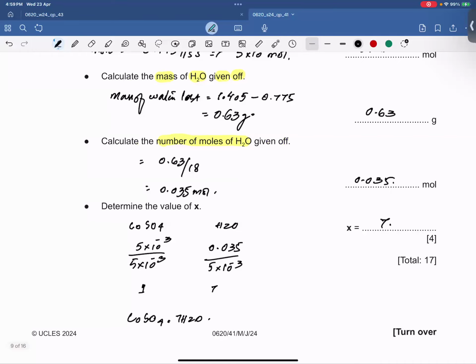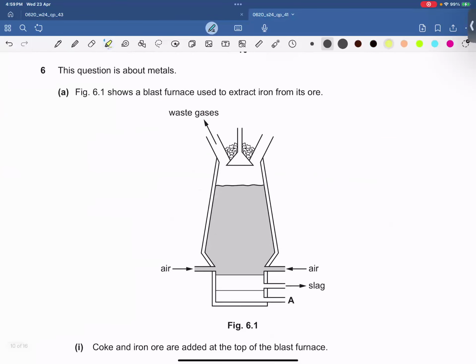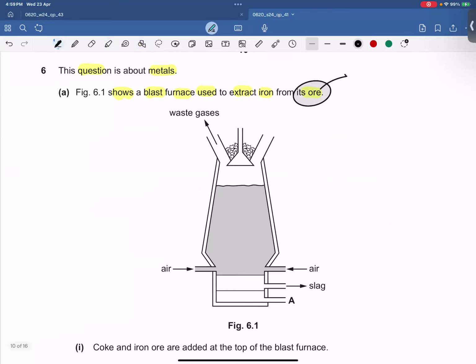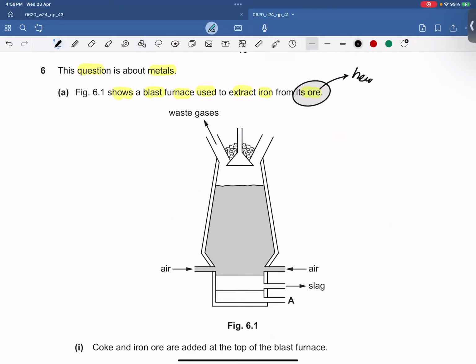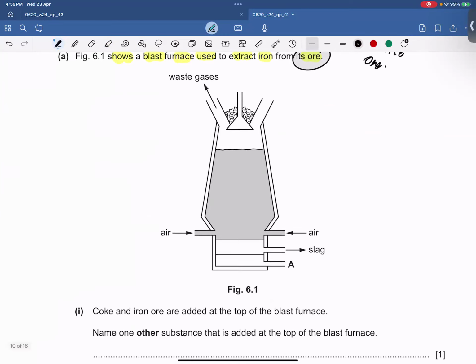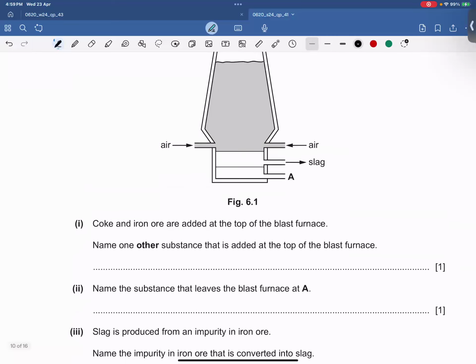Let's move on to the sixth one. This question is about metals. The figure shows the blast furnace used to extract iron from its ore. The name of that ore is called hematite ore. Okay. Coke and iron ore are added at the top of the blast furnace. Name another substance that is added on the top of the blast furnace. You know, calcium carbonate is also being added onto the top of the blast furnace.